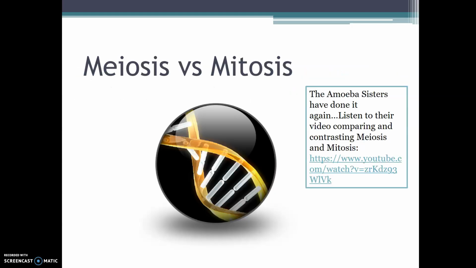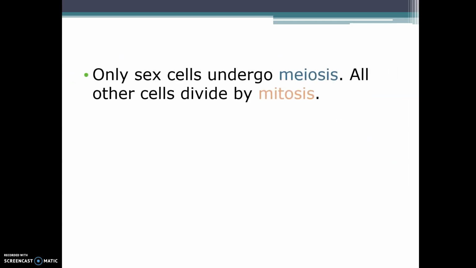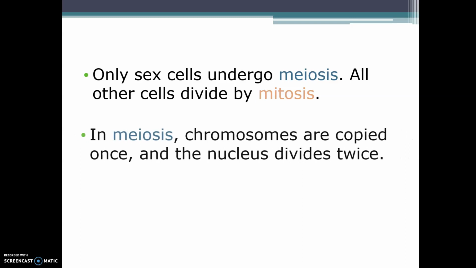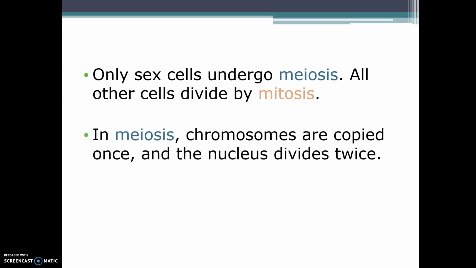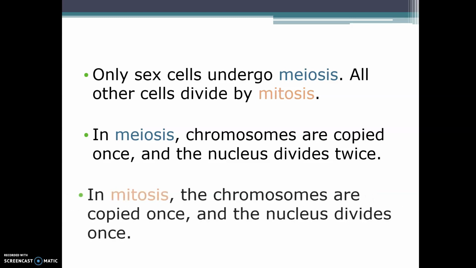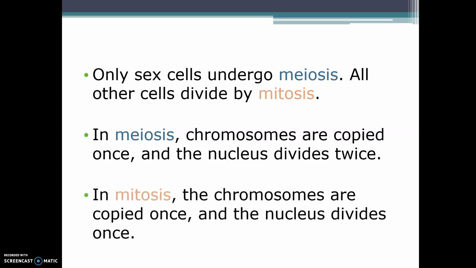Okay, so if we're looking at meiosis versus mitosis, I'm going to keep the meiosis and mitosis colors so that maybe that helps you. The color coding kind of reminds me of doodle notes that way. Only sex cells undergo meiosis. All the other cells divide via mitosis. In meiosis, you have chromosomes that are copied once and a nucleus that is divided twice. In mitosis, you have chromosomes copied once and a nucleus divided once.